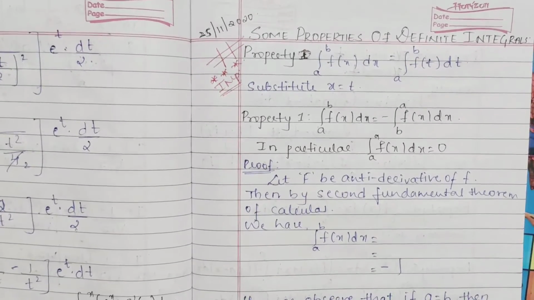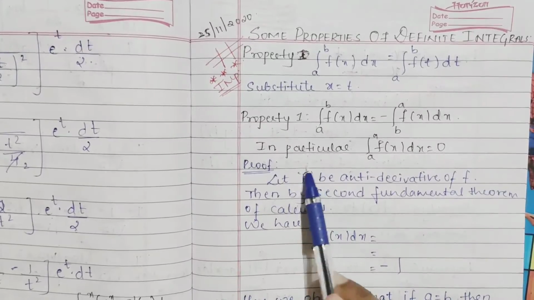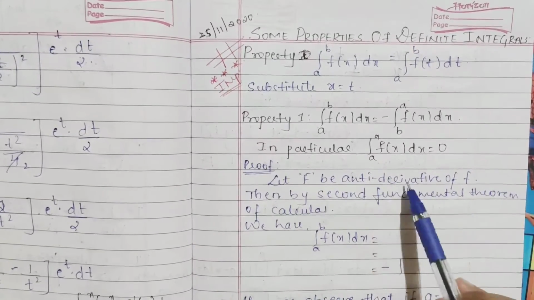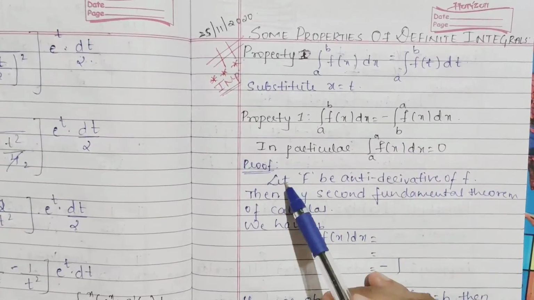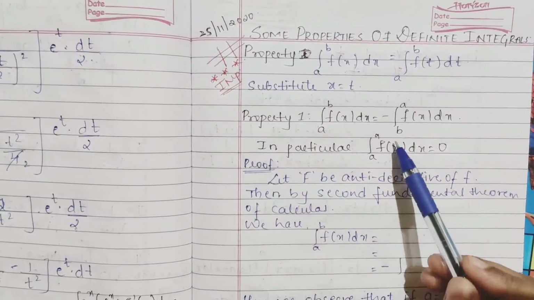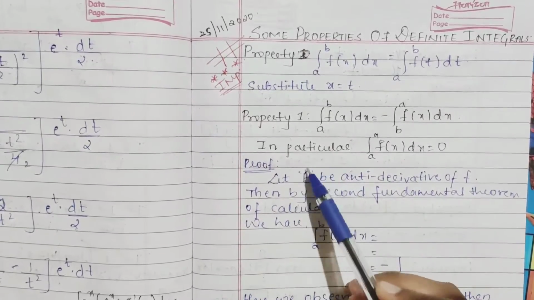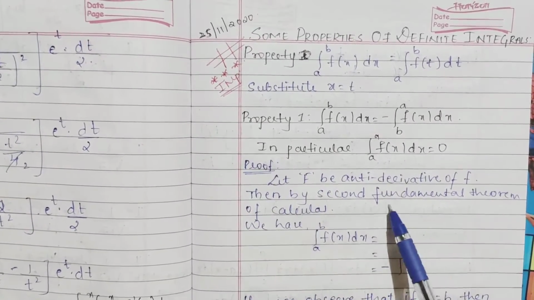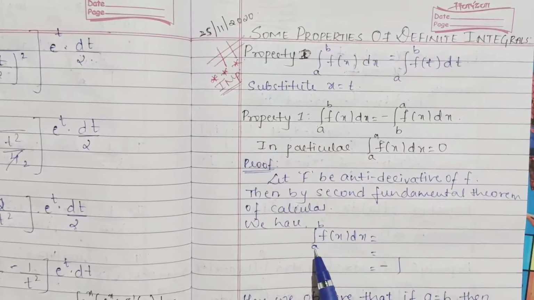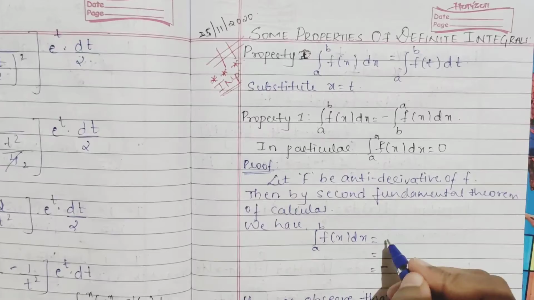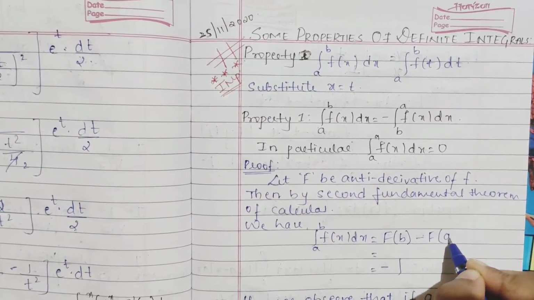The proofs are very simple. Let capital F be an antiderivative, meaning whatever we get on integrating f of x, since here we have taken f of x in general. Then by the second fundamental theorem of calculus, which we have already proved, the integration a to b f of x dx is given by F of b minus F of a.